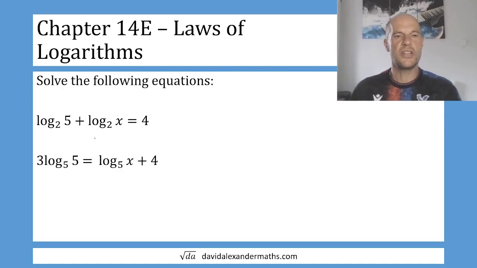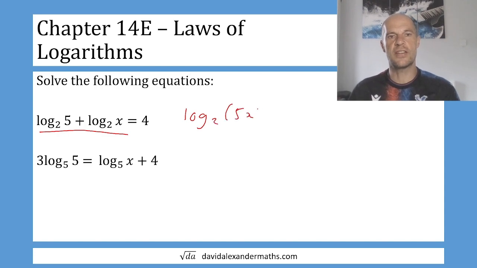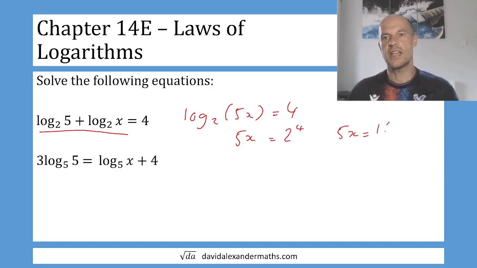Solve the following equations. So log 2 of 5 plus log 2 of x equals 4. We've got two log 2's here, and they're being added together, so we can combine that into a single log. So that is the log 2 of 5x, and that equals 4. So therefore 5x equals 2 to the power of 4. So therefore 5x is 16. So therefore x is 16 over 5.